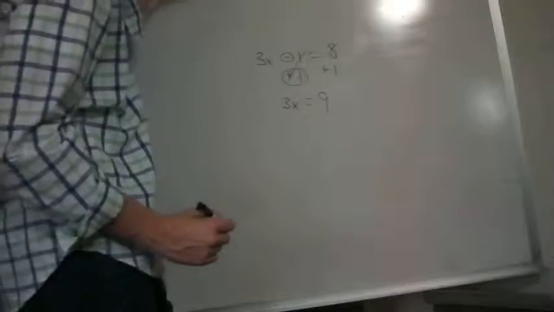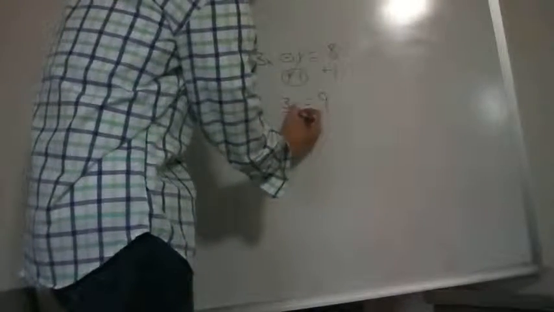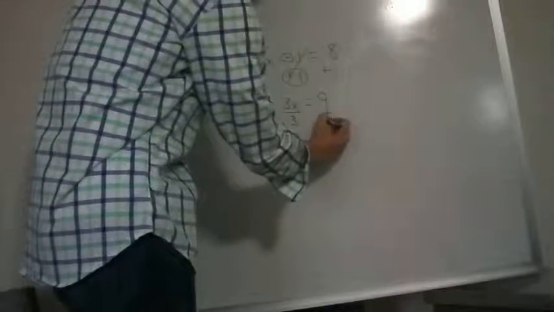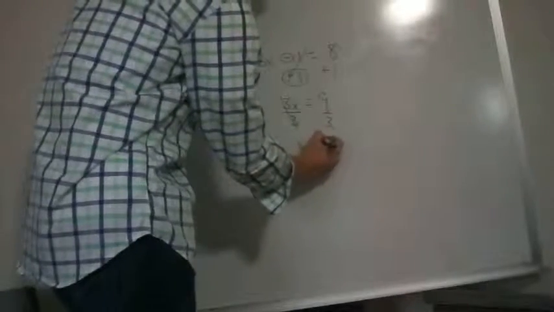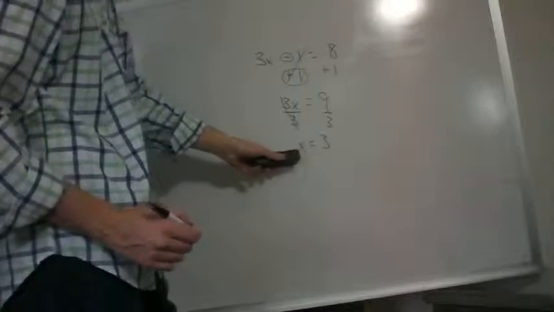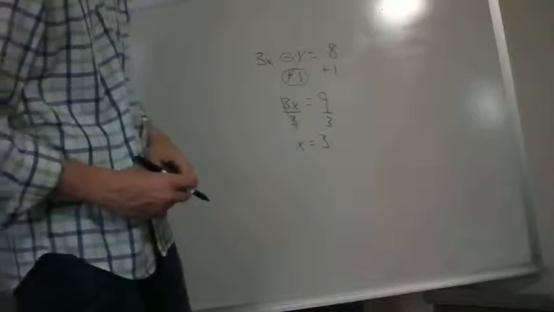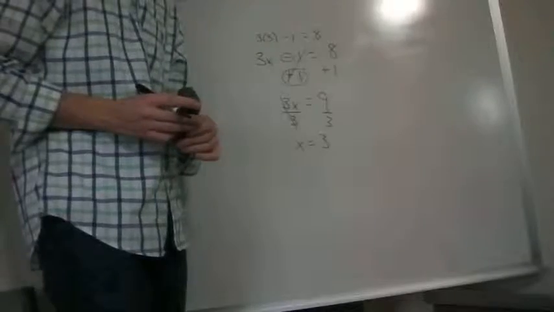Now I have multiplication. I do the inverse, which is division. Divide by 3, divide by 3. This makes 1. 9 divided by 3 is 3. I have isolated my variable, x equals 3. I can double check that by plugging it into my original equation. 3 times 3 minus 1 equals 8. 9 minus 1 does equal 8. So I did that correctly.